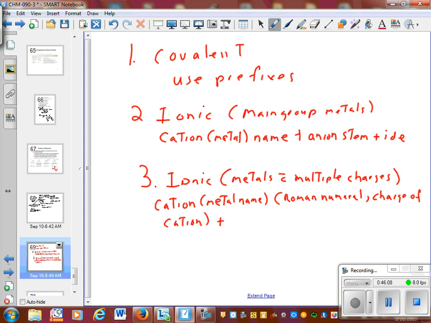Is that the transition metals? Any metals with multiple charges. So it's mostly the transition metals. It's also column 4, tin and lead, but it's not all transition. So there's a table in your book that has all the ones with multiple charges on them. So you need to know where that table is. There, is that better? Yes. Okay.